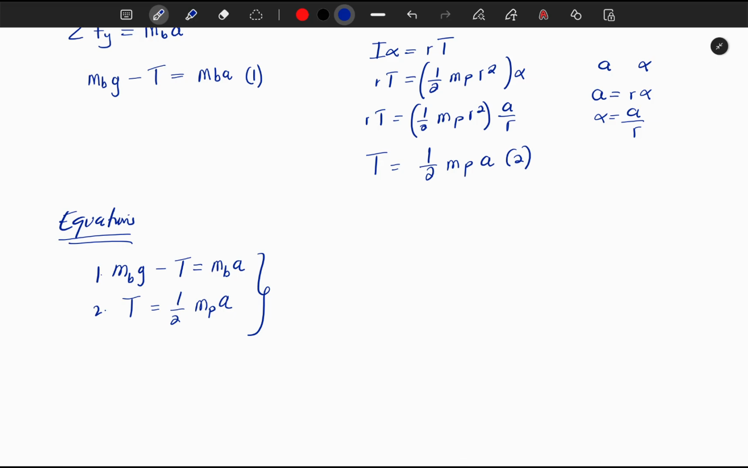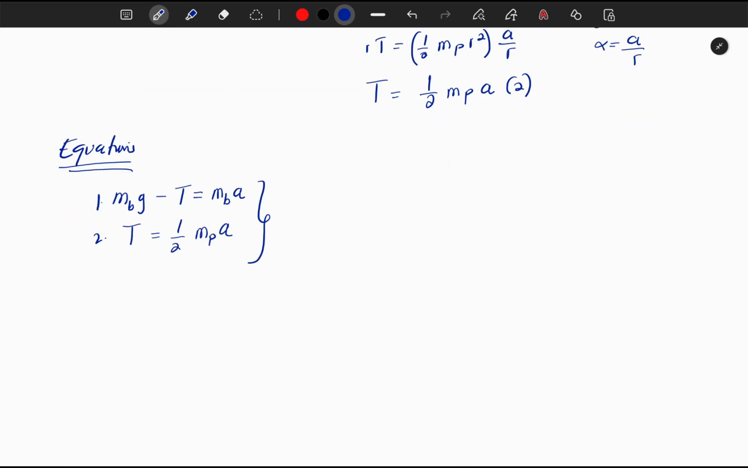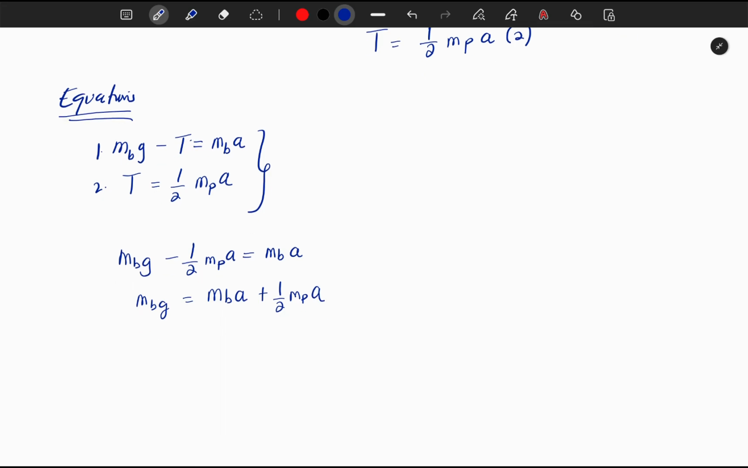Now we know what tension is, right? We can substitute in the first equation so that we can come up with acceleration. So if I substitute tension there, I have mass of the block multiplied by gravity, minus 1 over 2 mass of the pulley multiplied by acceleration, is equal to mass of the block multiplied by acceleration. Of course, I can group them together, giving mass of the block multiplied by gravity is equal to mass of the block multiplied by acceleration plus half mass of the pulley multiplied by acceleration.